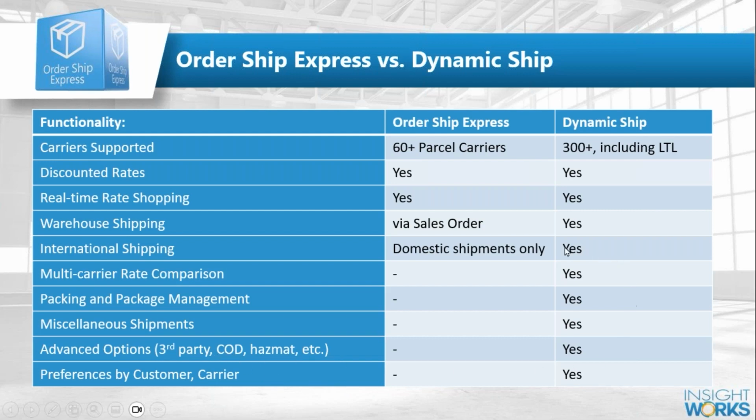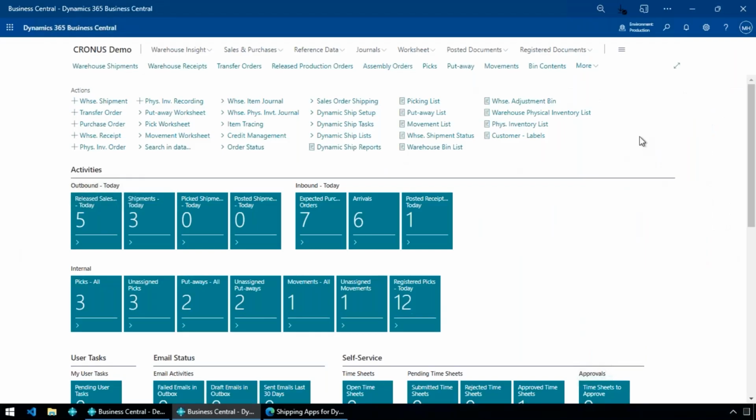All of those sorts of things are included in Dynamic Ship. Ordership Express is a little more basic from a shipping perspective. All right, now that said, let's jump in and actually see what this thing looks like.